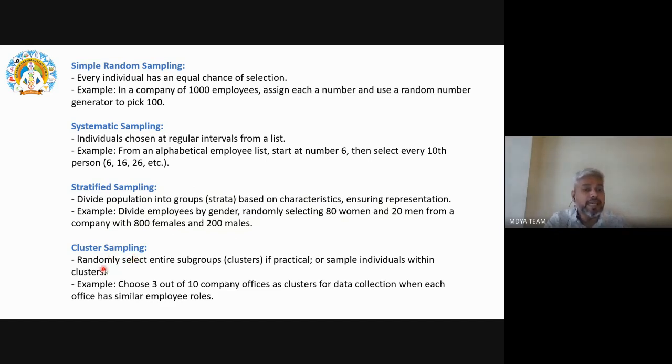Another is cluster sampling. Randomly select entire subgroups, clusters if practical, or sample individuals within clusters. So here is the example of cluster sampling. Choose 3 out of 10 company offices as a cluster for data collection when each office has a similar employee role. See, you have different offices in any country, and you want to conduct research for the similar employee roles. So what you will do, you won't go to the entire 50 offices or entire 100 offices. You select 10 out of 100 and you do your research on that. So that kind of sampling is cluster sampling.